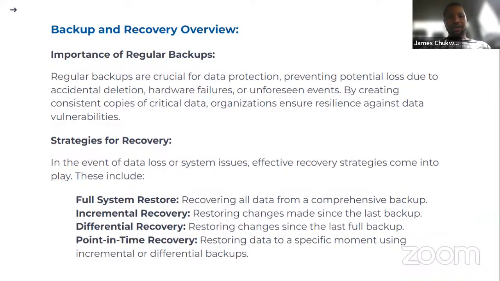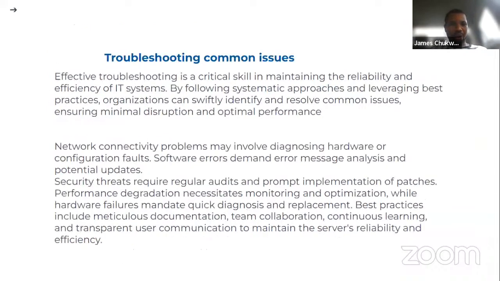But having regular backups helps you have copies of this data just in case there are vulnerabilities. And strategies for recovery include full system restore, incremental recovery, differential recovery, and point-in-time recovery. I think I have to pause because of our time. We don't have much left except for troubleshooting issues.